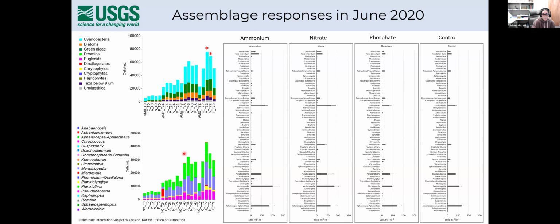Interestingly, Microcystis, the dominant bloom former in the Lake Okeechobee system, maintained consistently low abundances and didn't respond to any of the nutrient additions. So we were unable to elicit a bloom of any cyano, but we expected Microcystis with our nutrient additions.